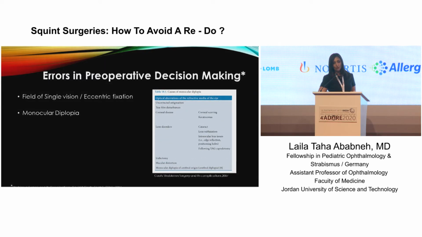Monocular diplopia should also be ruled out because sometimes the patient might present with a long-standing squint and a newly emergent diplopia might come from a dislocated IOL, for example, and we would operate on the pre-existing squint thinking that that was the problem.